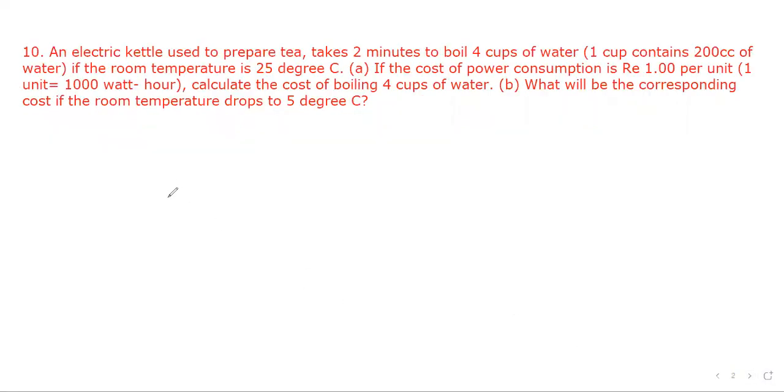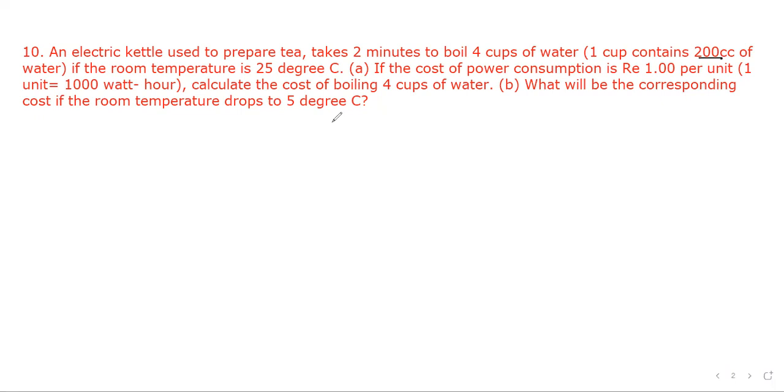Now, question number 10. An electric kettle used to prepare tea takes 2 minutes to boil 4 cups of water. That is, each cup contains 200 cubic centimeter of water. If the room temperature is 25 degrees centigrade, and cost of power consumption is given as 1 rupee per unit, then we have to calculate the cost of boiling 4 cups of water, and then what will be the corresponding cost if the room temperature drops to 5 degrees centigrade.